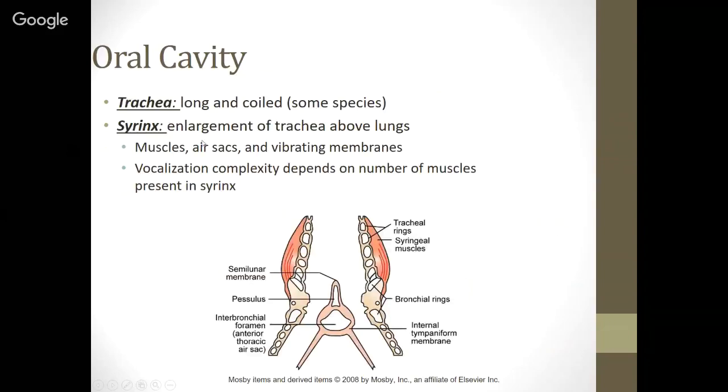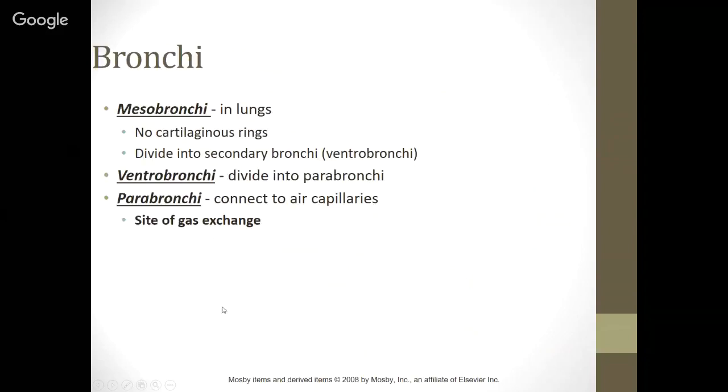We have a trachea, which can be long and coiled in some species, so it'll coil around. The syrinx is where we get our sound production. It's an enlargement of the trachea just above the lungs. So instead of a larynx right at the top of the trachea, we have the syrinx at the bottom of the trachea. There are muscles, air sacs, and vibrating membranes that provide the vocalization. And the complexity of this vocalization depends on the number of muscles present in the syrinx. So the more muscles, the more complex sounds you can get.